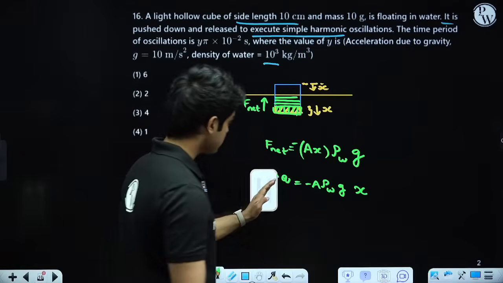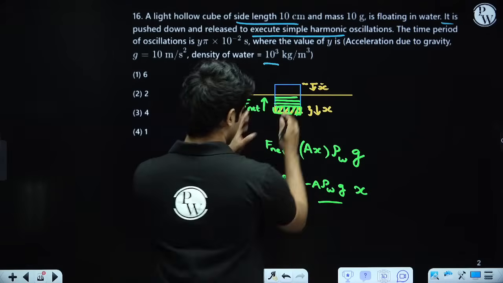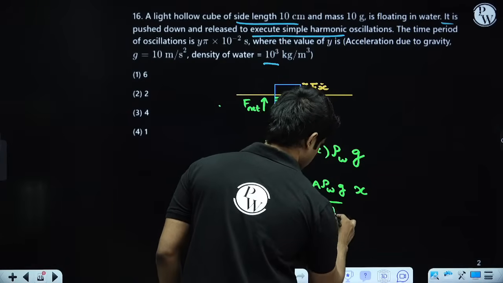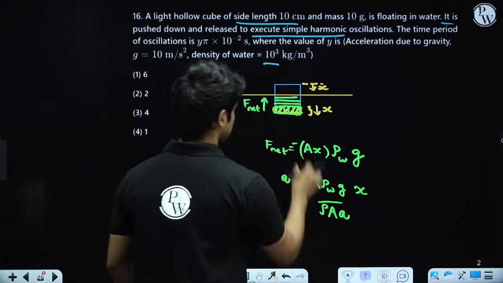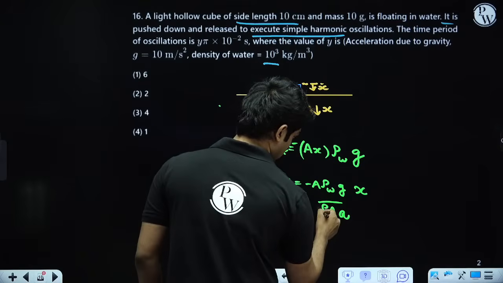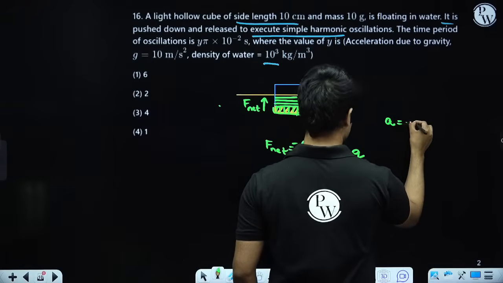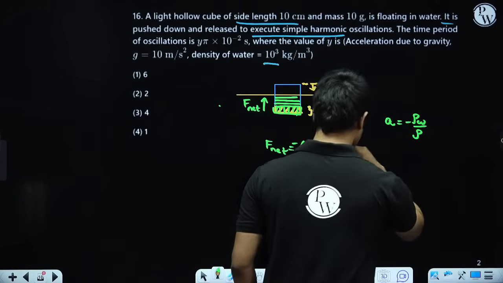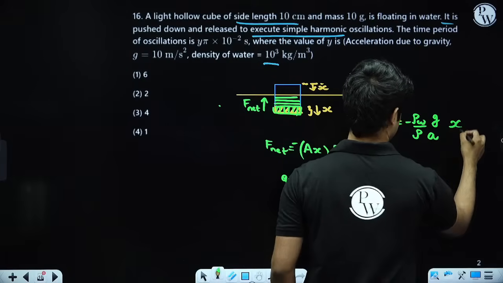So we take the mass over here. So mass of the block, we can write it as density of the block times area of the block times the side length. So this is a cube, so side length I am taking it as a. So a cancels out. So the acceleration comes out to be minus rho w upon rho g divided by a times x.